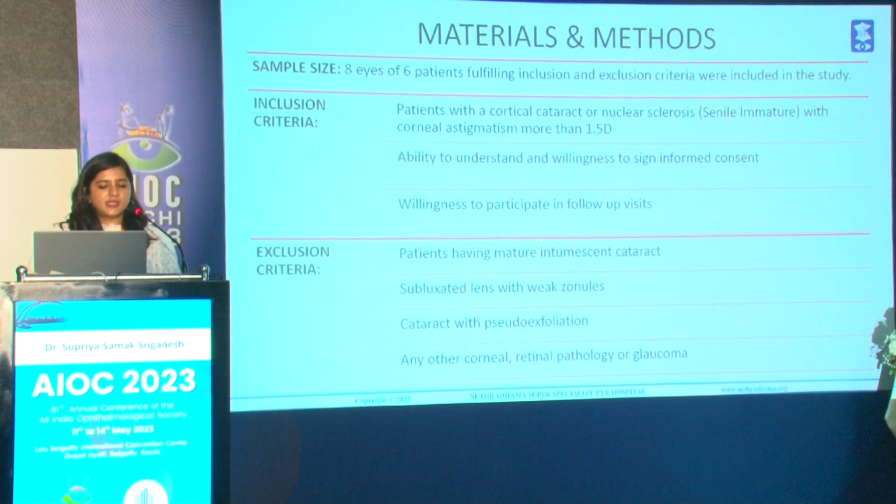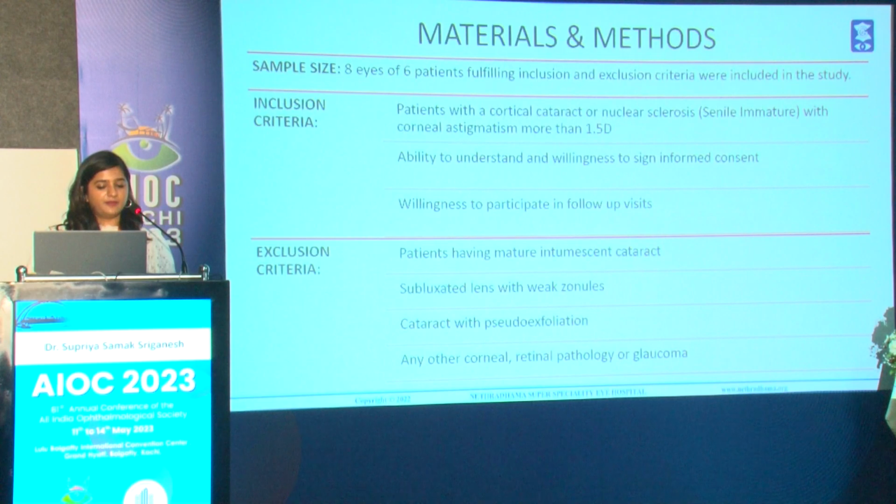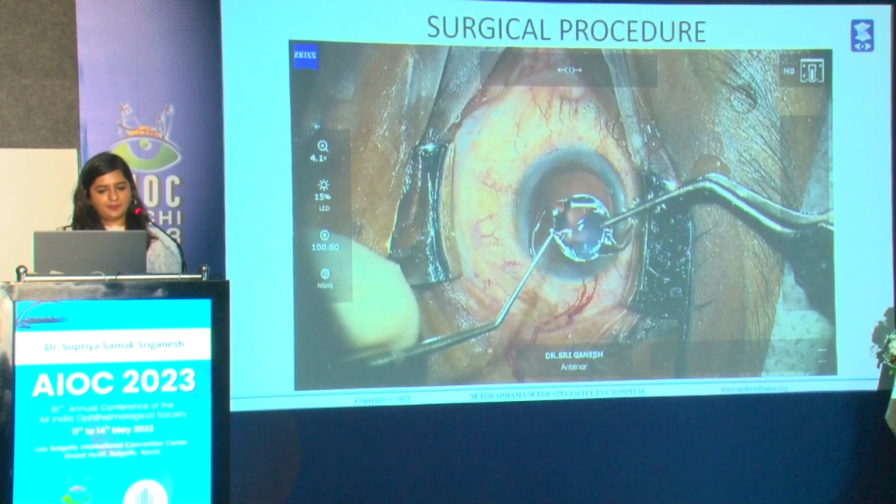So 8 eyes of 6 patients fulfilling inclusion and exclusion criteria were included in the study. The inclusion criteria was patients with cortical cataract or nuclear sclerosis with corneal astigmatism of more than 1.5 diopters because it's a toric lens, informed consent and willingness to participate in follow-up visits. Exclusion criteria were mature intumescent cataract, subluxated lenses, pseudoexfoliation, any other pathology.